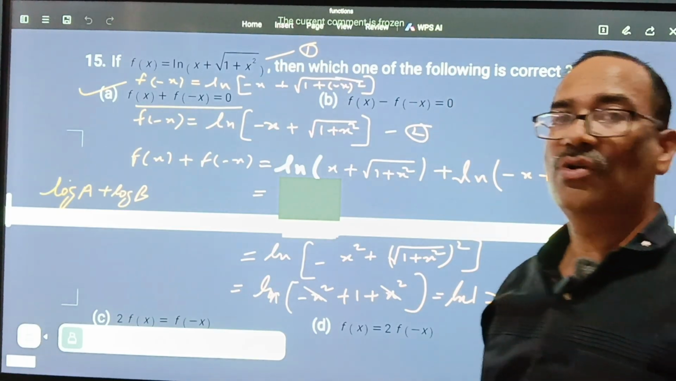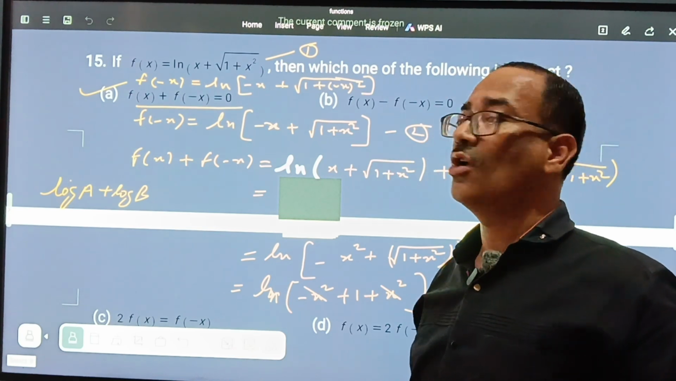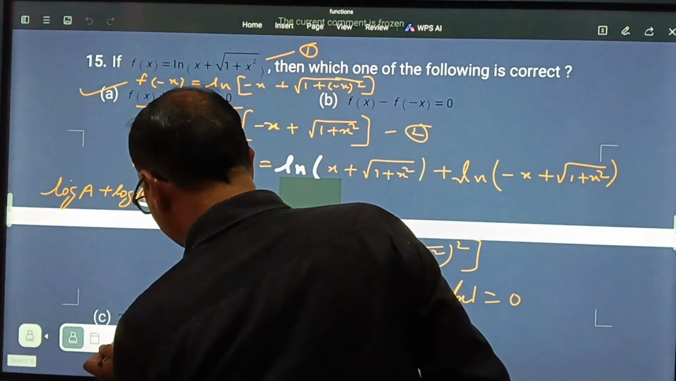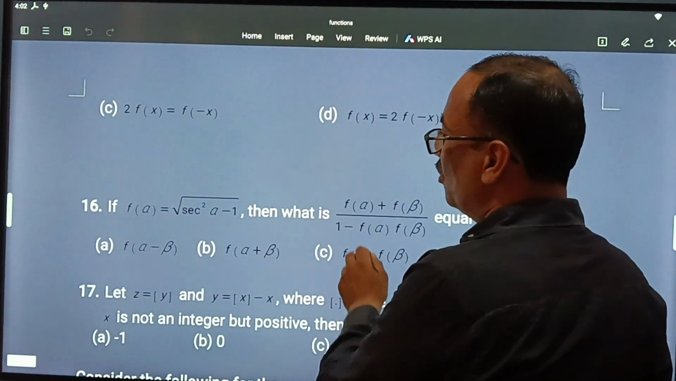What do we say, bache? Odd function. If f of minus x is equal to minus f of x, then it is called an odd function. So this given function is an odd function. Remember this one. Odd function is what?